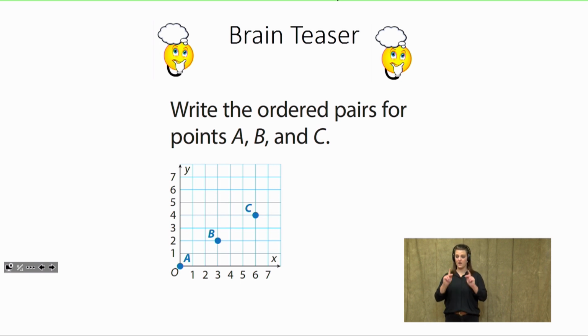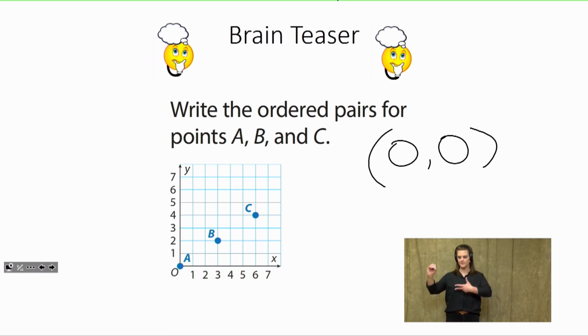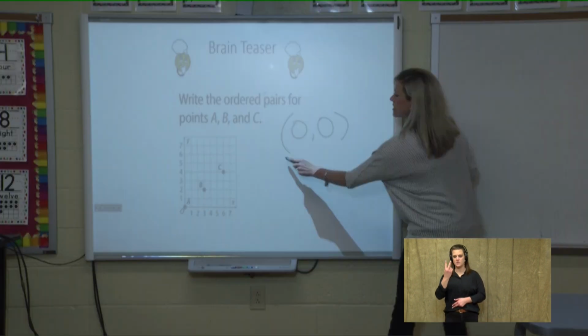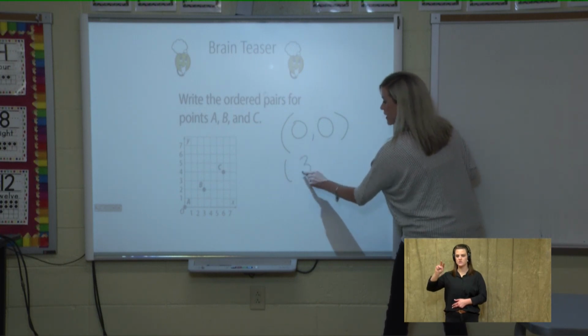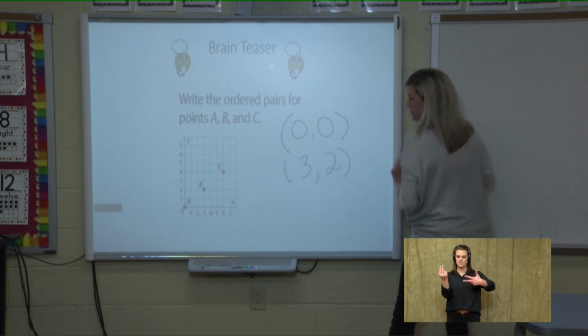Okay, for point A, I hope you wrote 0, 0 for point A, because if you notice, point A is right there at the origin. What about for point B? Did you move over to the 3 and up 2? Yeah, so point B, its ordered pair is 3 and 2.